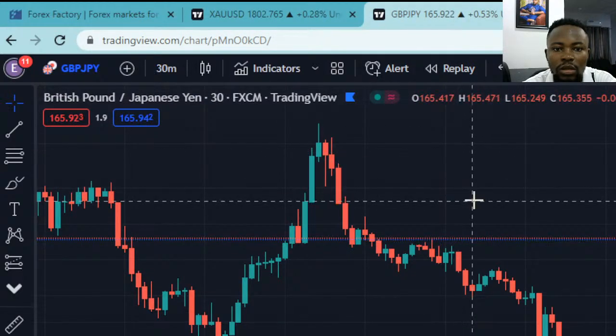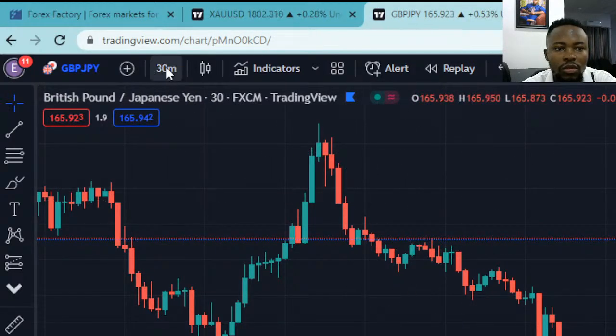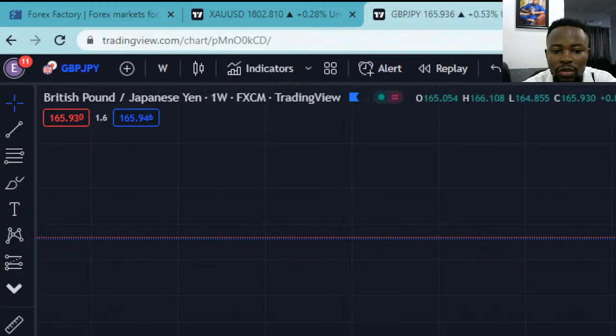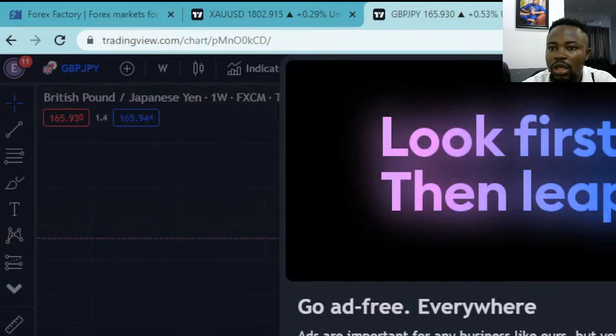For GJ, let's do our analysis from the higher time frames to understand what GJ is likely to do here today.